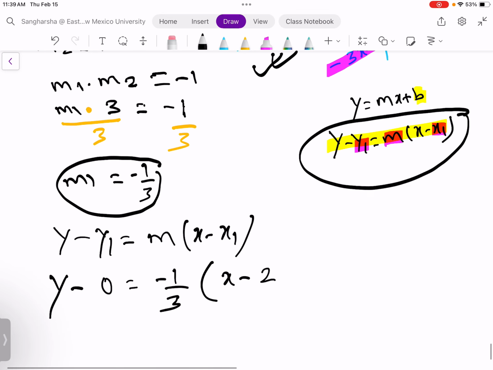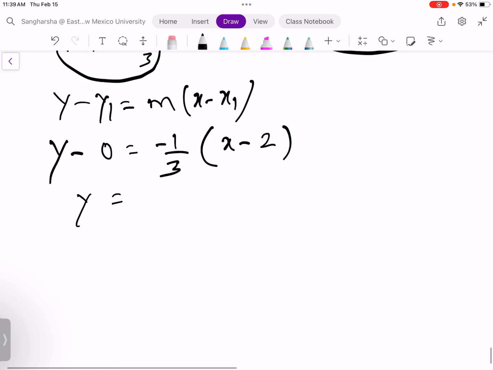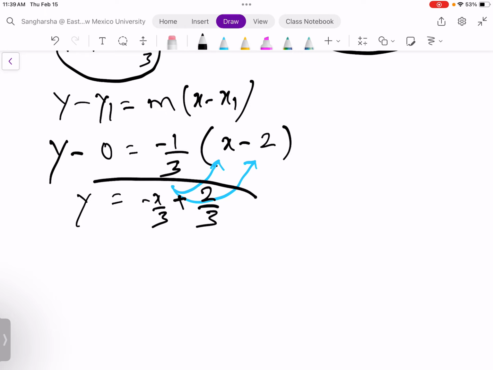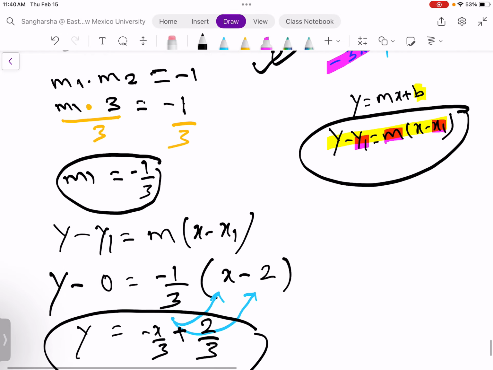So y minus 0 is y. So you distribute here for x as well as -2. So -1/3 times x, -x/3, right? And -1/3 times -2 is +2/3. And this is the equation of a line which is perpendicular to -3x plus y equals 4 and passes through (2, 0).